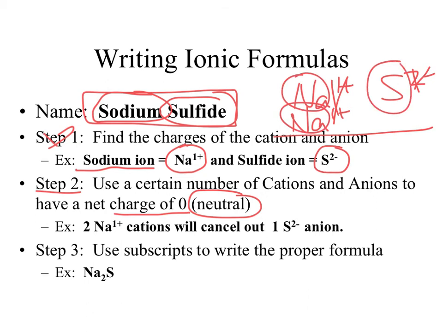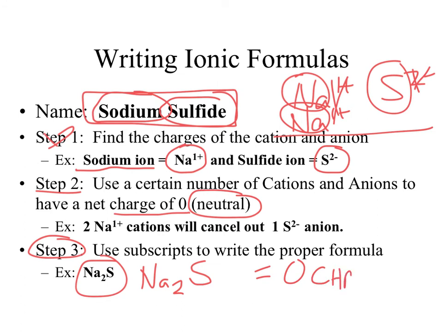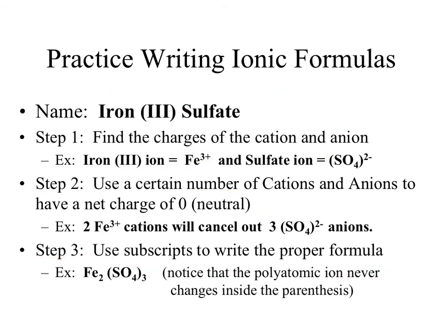So when I write out for step 3, my equation, I'm going to write that I need 2 sodiums for every 1 sulfur. And that's why the formula ends up being Na2S. So when writing ionic formulas, as long as you know the 2 ion charges, you can figure out how many of each you need so that it equals 0 charge. Remember, that's what you're trying to go for. Absolutely no charge. Let's try another example like iron 3 sulfate.